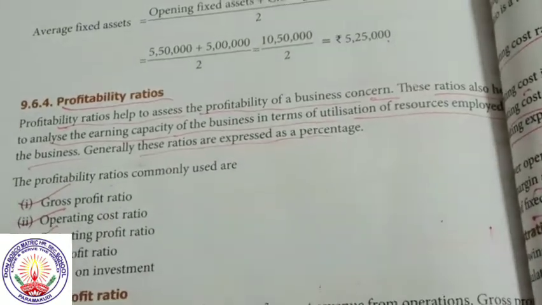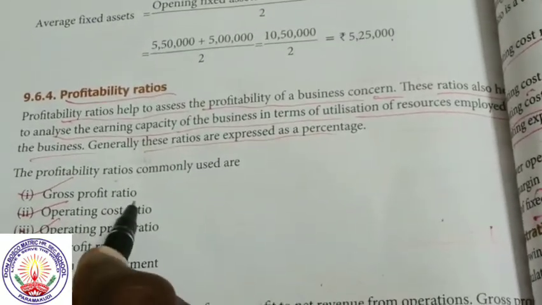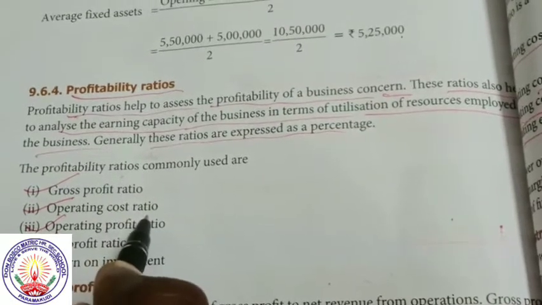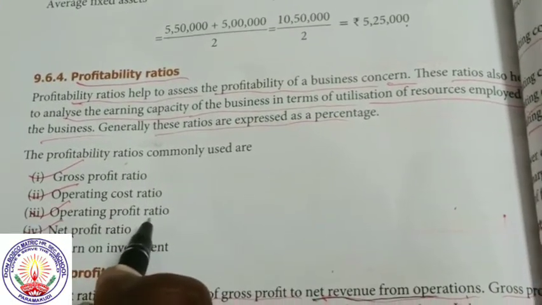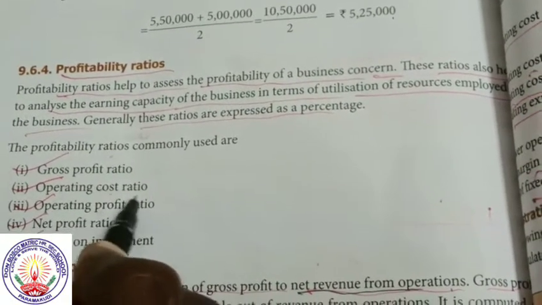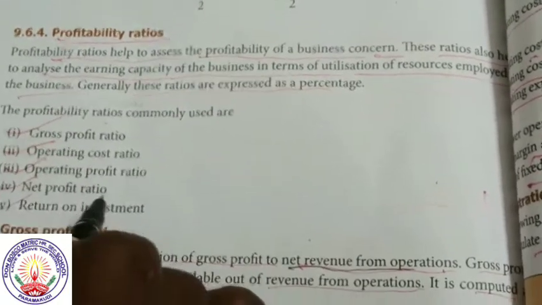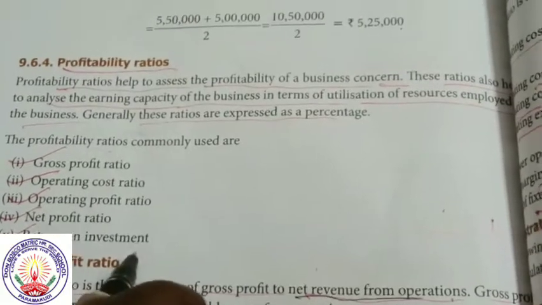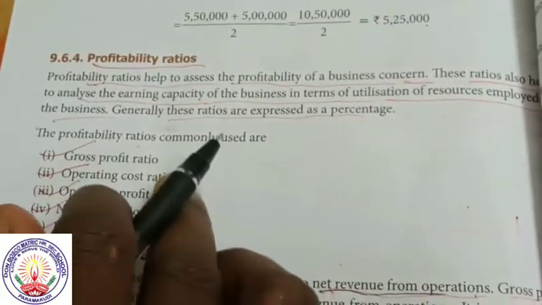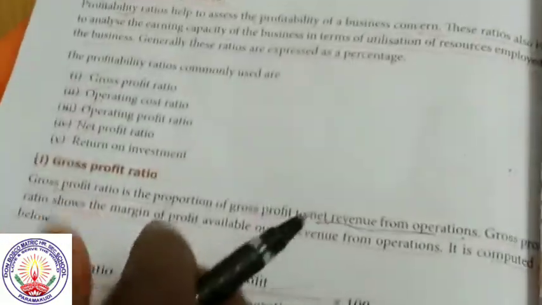There are gross profit ratio, operating cost ratio (cost means expense), operating profit ratio, net profit ratio, and return on investment. These are the profitability ratios.